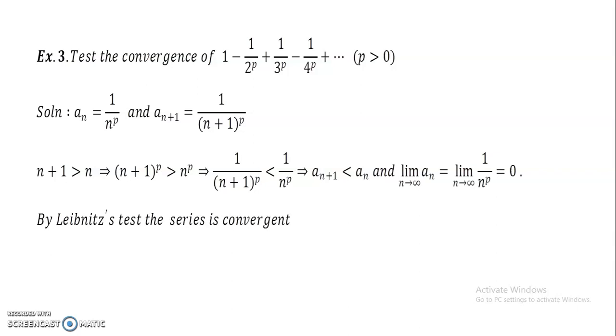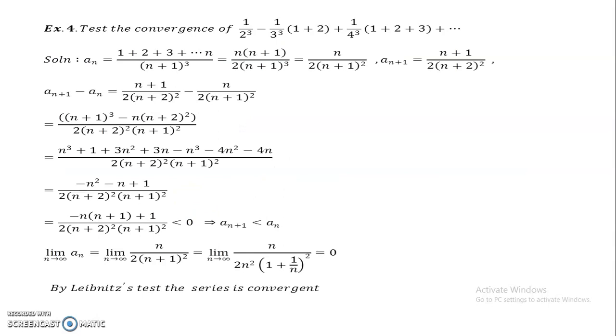So obviously the first condition holds here: n plus 1 is less than n. Also, another condition for the Leibniz test: the limit of a_n as n approaches infinity, that is the limit of 1 by n to the power p, if you take it as applied, as n approaches infinity, this becomes 0. Both the conditions for the Leibniz test are satisfied, so by this test the series is convergent.